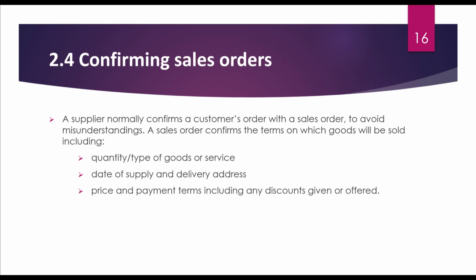For confirming sales orders. A supplier normally confirms a customer's order with a sales order to avoid misunderstandings. A sales order confirms the terms on which goods will be sold, including quantity, type of goods or service, date of supply and delivery address, price and payment terms including any discounts given or offered.